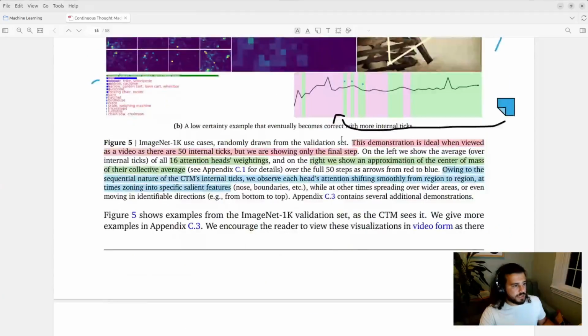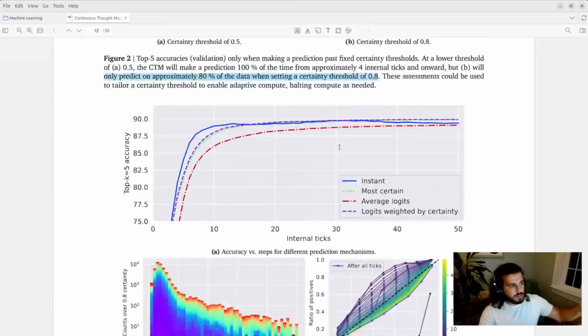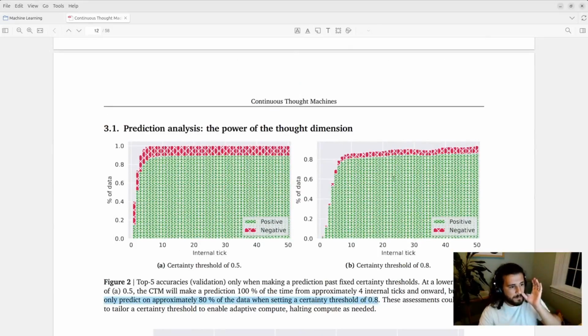The performance of this is just okay. It's good. It's not the best ever, but it's just okay. Let's say at 50 ticks, this is the result they're getting over the 1000 class classification problem. The second experiment is to solve 2D mazes, like we saw before, using limited movement outputs and with no positional embedding added to the data.